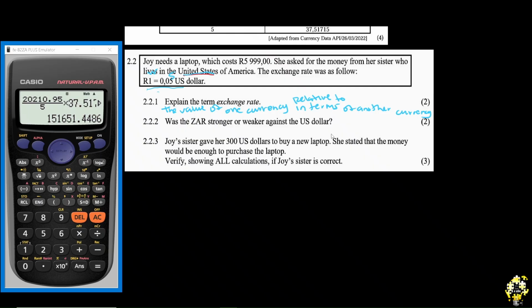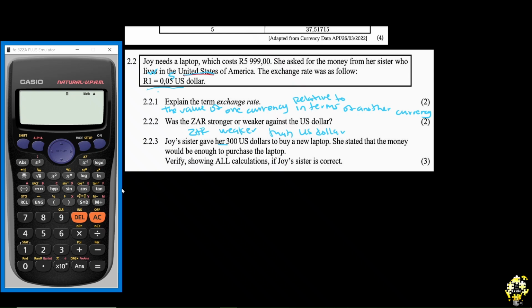So was the South African rand stronger or weaker against the US dollar? South African rand is weaker than the US dollar. So the South African rand is weaker because they're asking, was the South African rand stronger or weaker against the US dollar? So South African rand is weaker against the US dollar, or it's weaker than the US dollar. Now let's get to the calculation. This is what we are here for, but we also collect these free marks. These free marks, they are there for the taking, and we are going to take them.